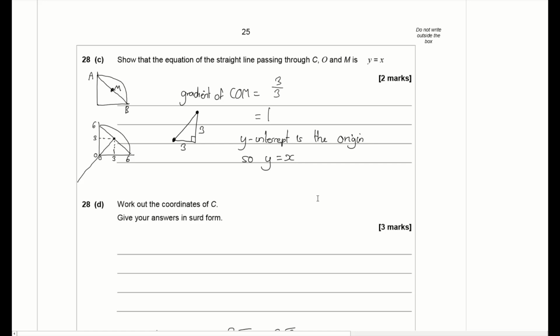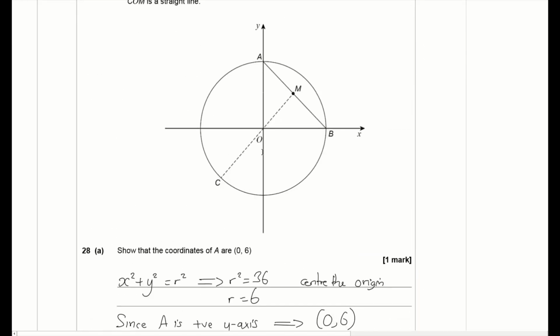Now for part D it says work out the coordinates of C, give your answers in surd form. Now C itself, being on the line y equals x, will actually be making an angle of 45 degrees with either of the axes here. So that angle there, or that angle there, depending on which one you want to use, they're both going to be 45 degrees. The other consequence of that is that the x and y values that you use for their coordinates are going to be the same size.